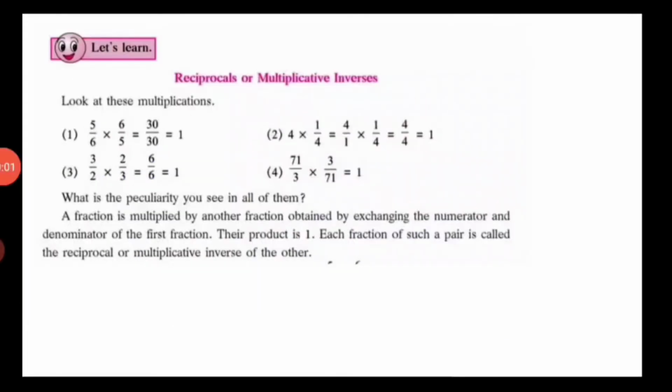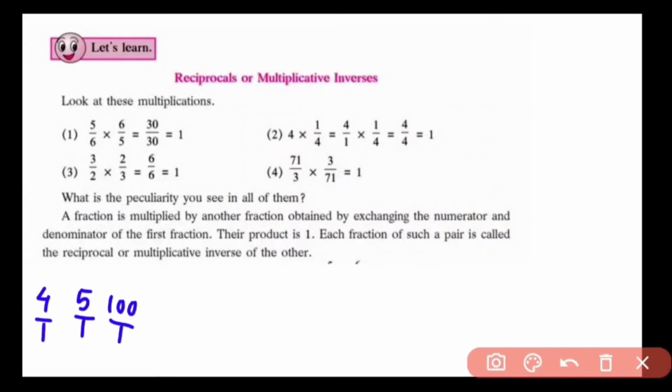Now let us look at a few more examples. Second example, 4 multiplied by 1 upon 4. See children, when a single number is there, it doesn't mean only a single number. 4 means always 4 upon 1. 5 means 5 upon 1. 100 means 100 upon 1. So when the single number is there, it means 1 is there in the denominator.